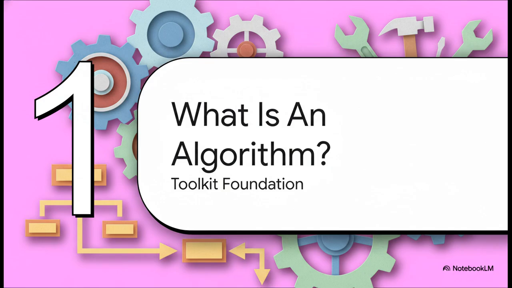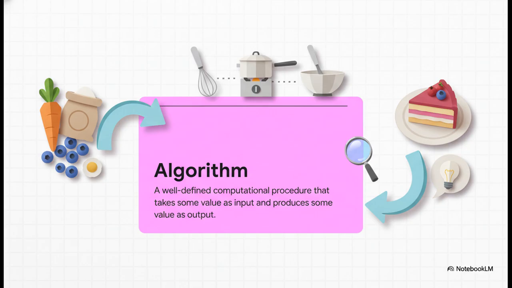First things first, what in the world is an algorithm? Okay, that sounds a little formal, but it's actually super simple. Think of it like a recipe. You've got your ingredients. That's your input. You follow a very precise set of instructions. That's the procedure. And at the end, you get a finished dish. That's your output. It's just a sequence of steps to get from a problem to a solution.